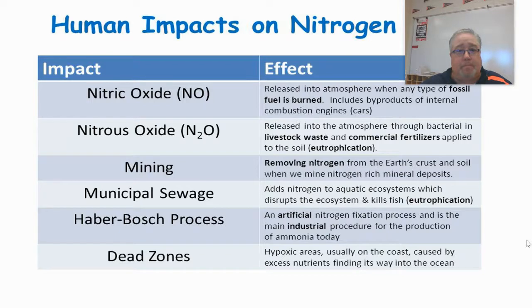All right. In this little lecture, I just want to briefly discuss some of the human impacts on the nitrogen cycle. There's a list here of 6 or 7 things, but the only 2 that I want to focus on today are these last 2. The other ones, nitric oxide, nitrogen, we'll talk about when we get into our unit on air pollution. Mining, we'll talk about when we get into our unit about mining. Municipal sewage, we'll talk about when we talk about water pollution. But these last 2 here, the Haber-Bosch process and dead zones, I think are 2 good topics to discuss at this point in our course.